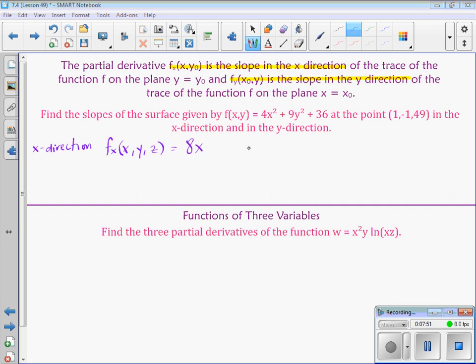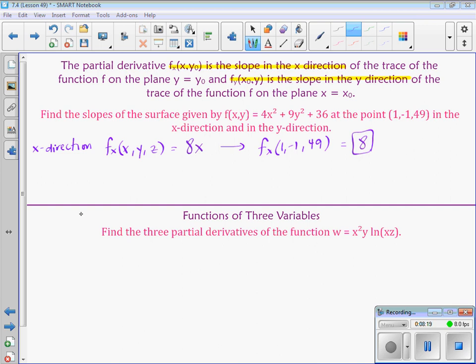So then we want to actually find what it is at this point. So we'll find it at 1, negative 1, and 49. So what do I get if I plug in 1 for x, negative 1 for y, and 49 for z? 8, right? So it's just 8. So that's your slope in the x direction. Like your rise over run. Coming out at you is the x direction.